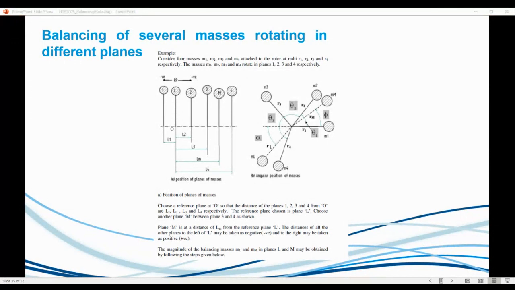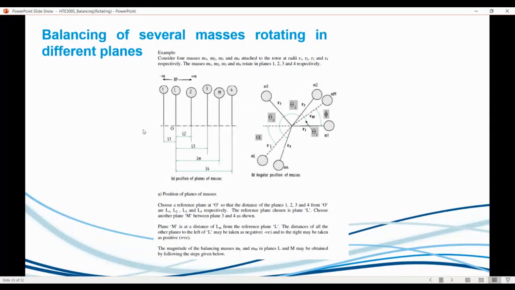normally, if you look at position 1, that is normally all masses are rotating in that plane. But here, they're rotating at different lengths away from a reference plane, which is in this case L. We'll talk about that. So one is L1, and one is L2, and one is L3, one is L4. That is a length. So they're not all rotating on plane number 1, so to say. They're rotating in plane 1, plane 2, plane 3, plane 4, arguably, right?